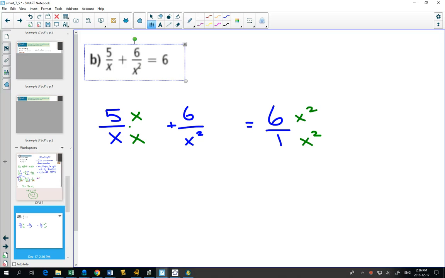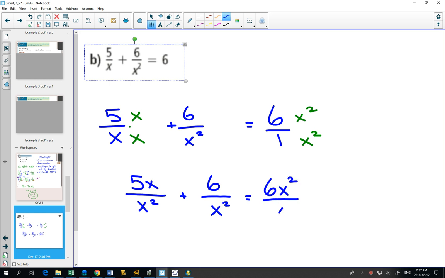Now each of my fractions has a common denominator. I have 5x over x squared plus 6 over x squared equals 6x squared over x squared. Are we dividing anywhere? Yes. Do I have any non-permissible values? X can't be 0. Excellent.